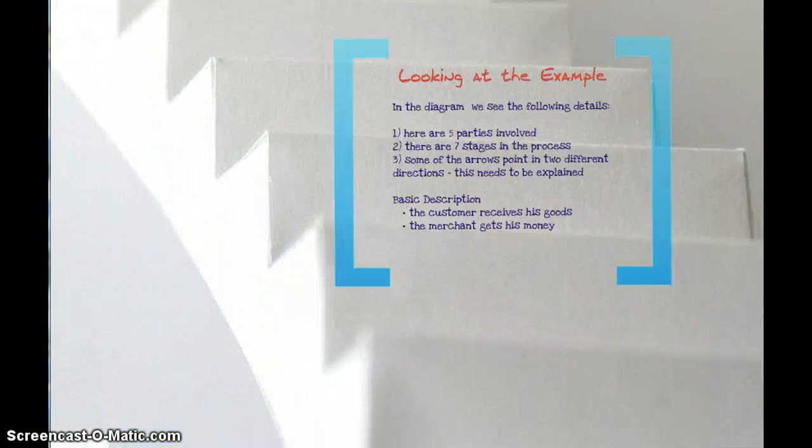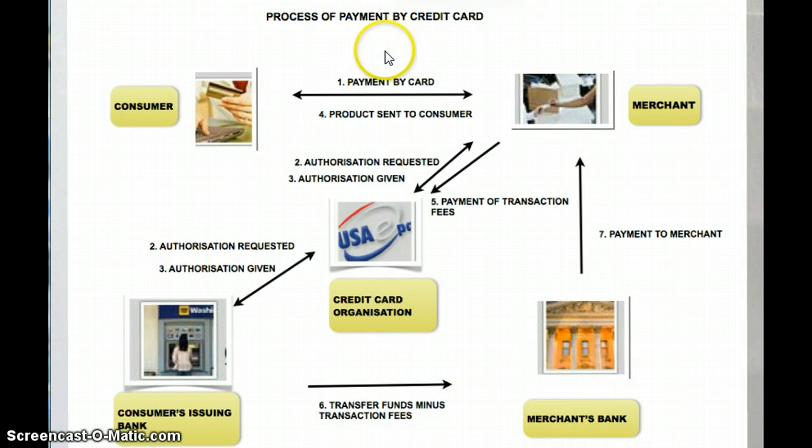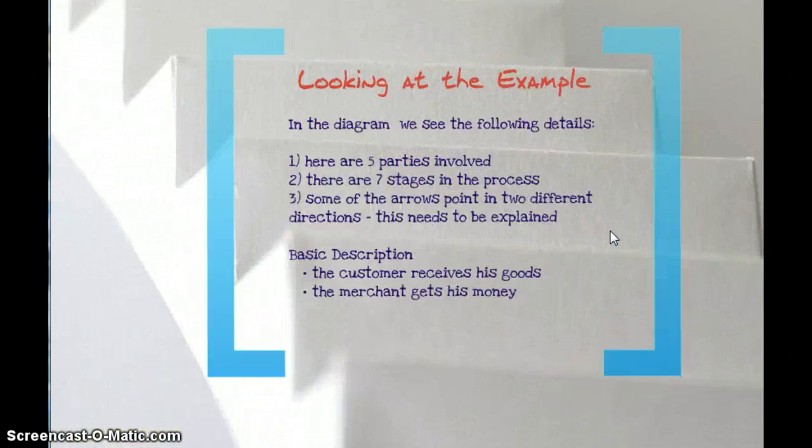How many stages? Once again, they're numbered. In the first stage, we have payment by credit card, okay? Then the authorization is requested, and the authorization is given. Then the product is sent to the consumer. In the meantime, the payment of the transaction fees goes through the credit card organization, and then the consumer's issuing bank transfers the funds to the merchant's bank and to the merchant. So we've got 7 processes, right?